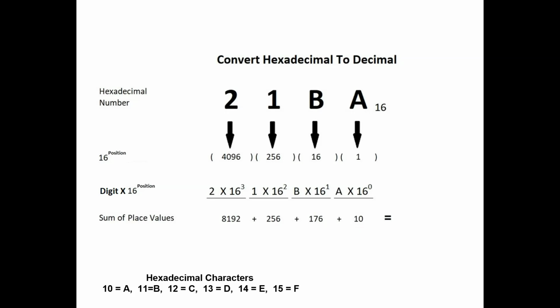Add up the place values, and you will have the decimal value of the number. In this example, hexadecimal 21BA is equal to 8,634 in decimal.